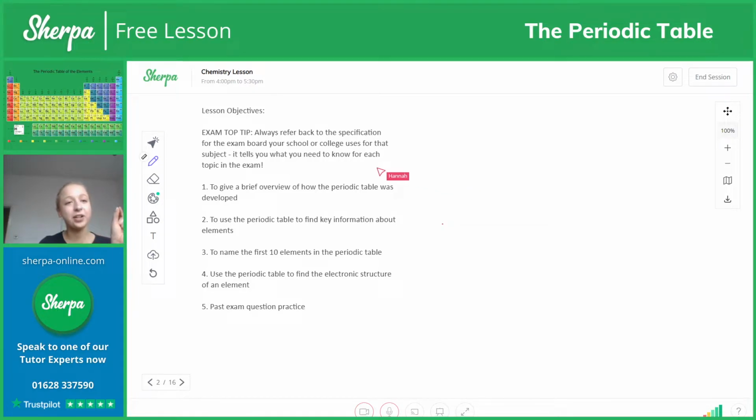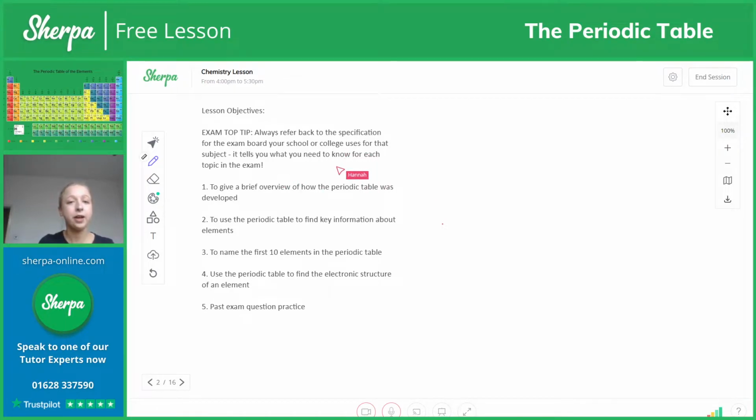Because if you refer to your syllabus or your specification, it pretty much tells you what you need to know. Obviously not the actual content, but it gives you item by item what to know, or for example, to give a brief overview of how the periodic table was developed. So you can then think, right, do I know that? You can check your confidence. Yeah, 10 out of 10, I know that. Or you can think, I'm going to go away and revise that. So that's what I've done for you today.